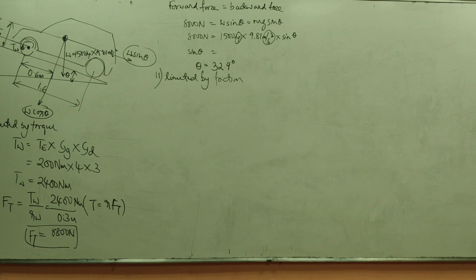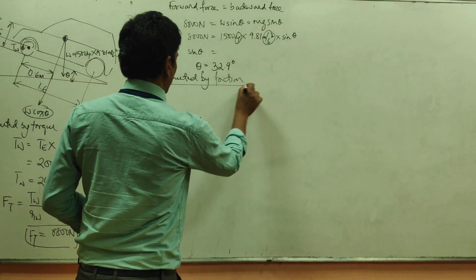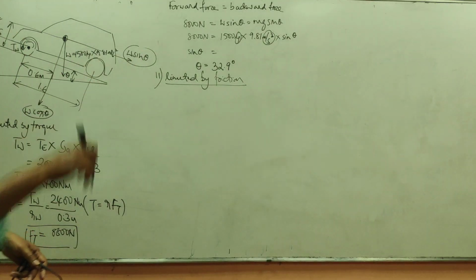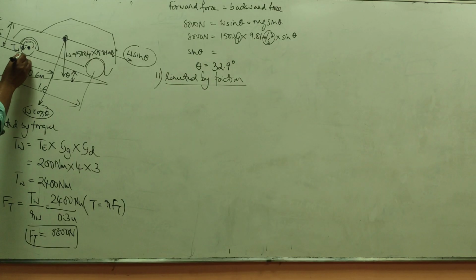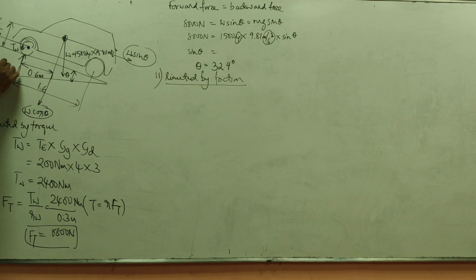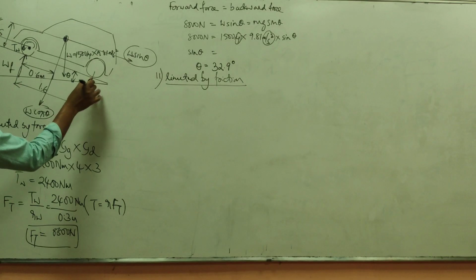Okay, now let us actually try to find out what is the force on the front wheel. Now what is the load coming on the front wheel? So this is the load coming on the front wheel, and this is the load coming on the rear wheel, WF.